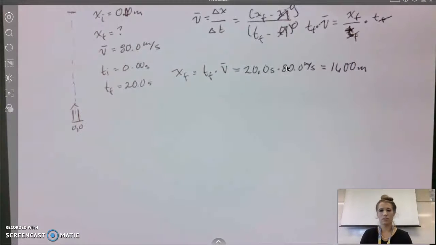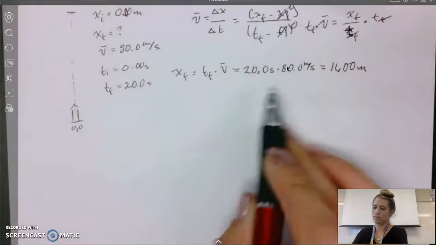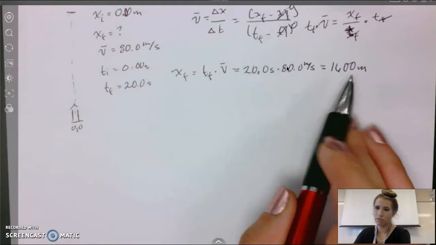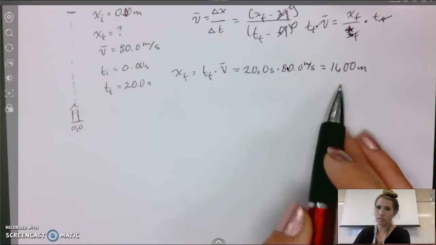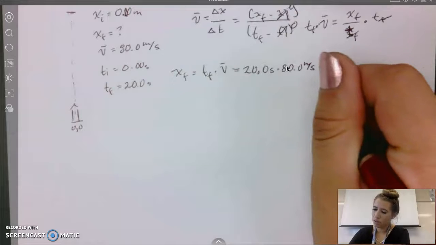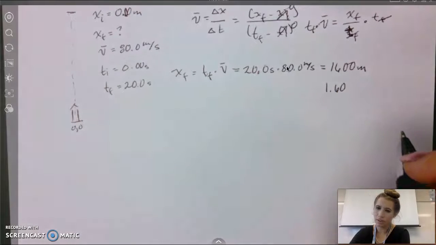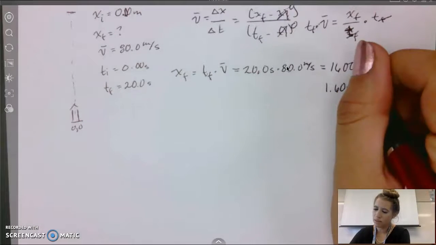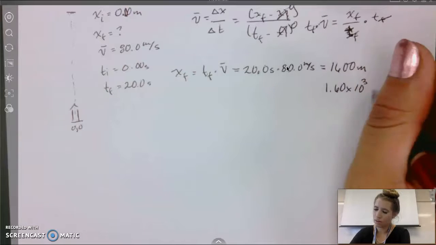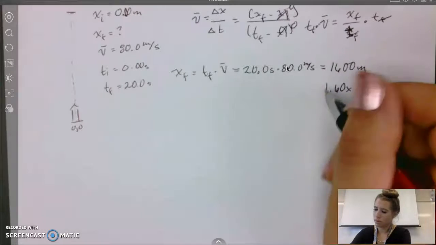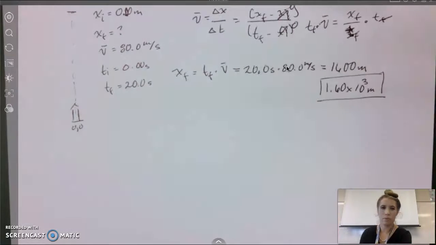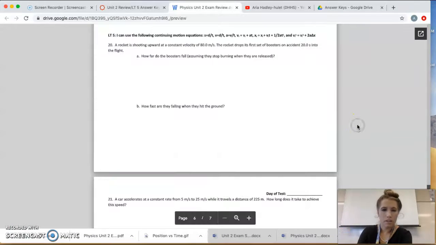Okay, 1600 meters. Now we have 3 sig figs, and then if I leave it just like that, that would be 2 sig figs. So I actually need to write this in scientific notation. I need to write it as 1.60 because that would give me 3 sig figs. Times 10, I move that decimal 1, 2, 3 times. Okay, that would be my final answer for part A there. That's how high up the rocket was when it released the boosters. Okay. Now, what was part B? How fast are they falling when they hit the ground?